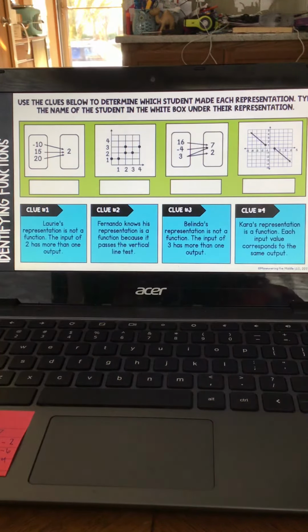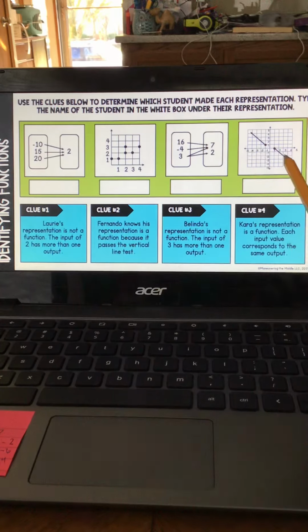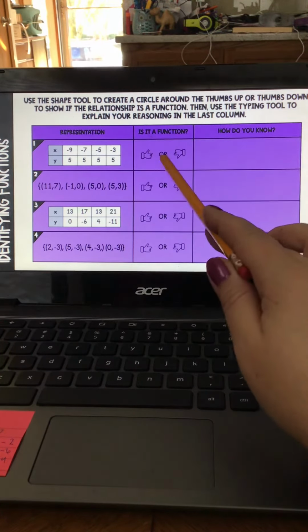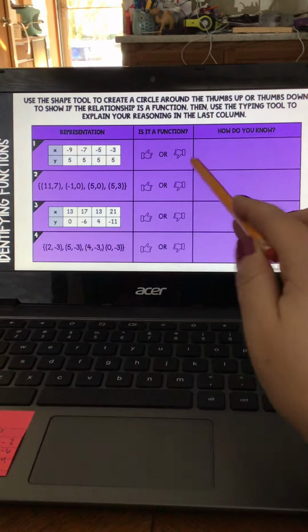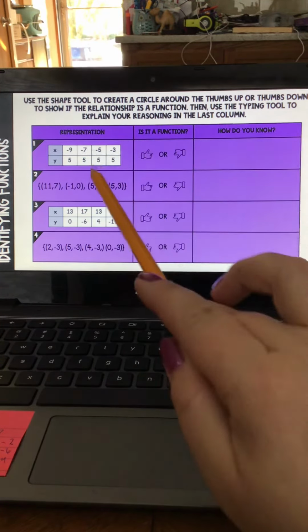For the last section, or the third slide, you're just, again, comparing. You're going to use these clues to decide which one of them explains that. So just look at what are the input and the output and decide which one matches. And then for the last one, they literally said create a circle around this. So you could literally insert a shape to check yes or no, or you could just write yes, no in this box and explain how. And you just need to decide, are these functions or not?